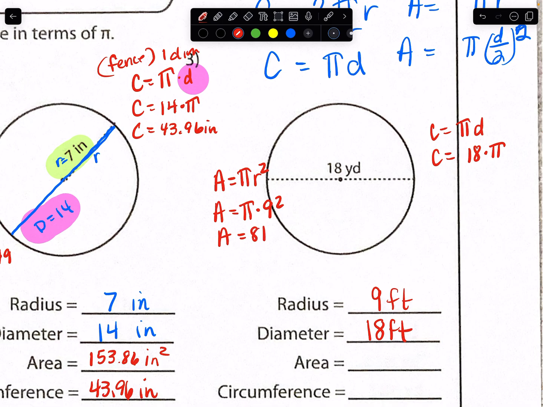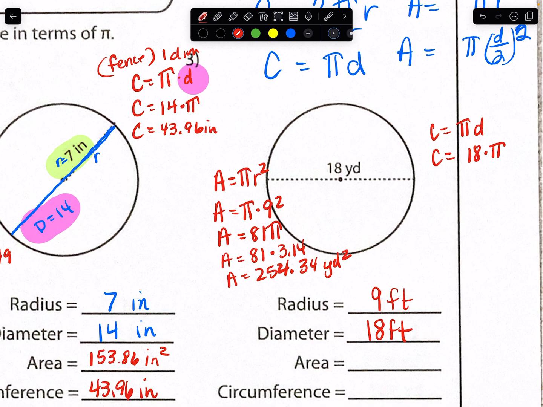Area equals 81 pi. Now, I'm going to go ahead and use my calculator on both and type area equals 81 times 3.14 for my area. Let's see. 81 times 3.14. That is not right. 81 times 3.14. We get area equals 254.34 yards. This is two-dimensional, so it gets the 2 at the end.